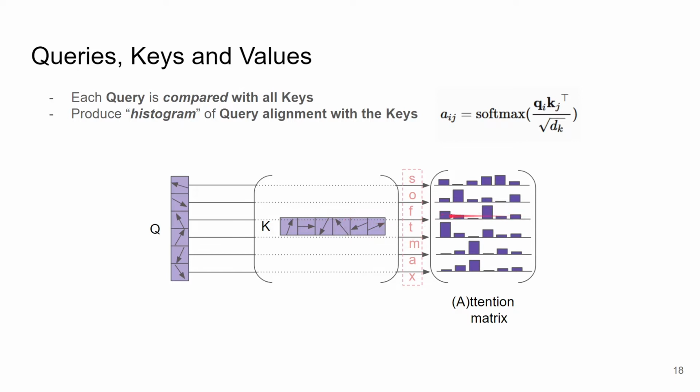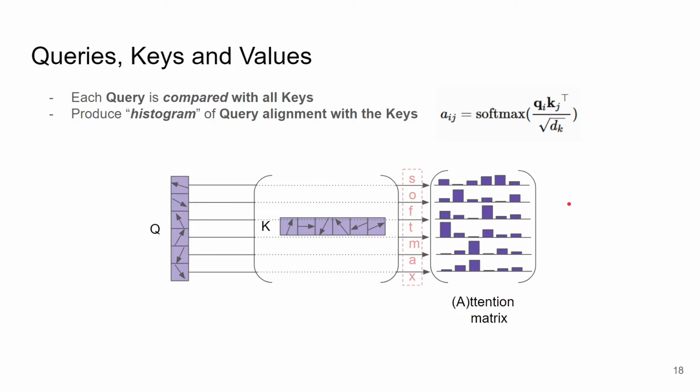So we're going to get these histograms of similarity, right? How similar was the first query to all the keys? We get this output. How similar was this query to all the keys? We get this output, etc. And we get this attention matrix, right? The softmax is here to actually turn them into probabilities, and hence we can call them an attention matrix because it all is going to sum up to 1.